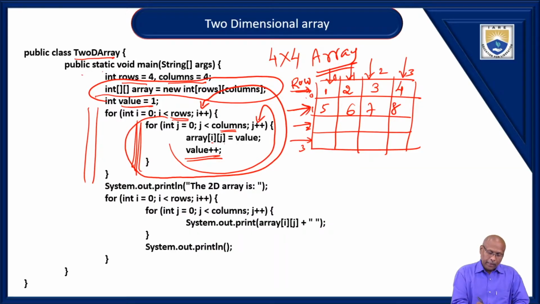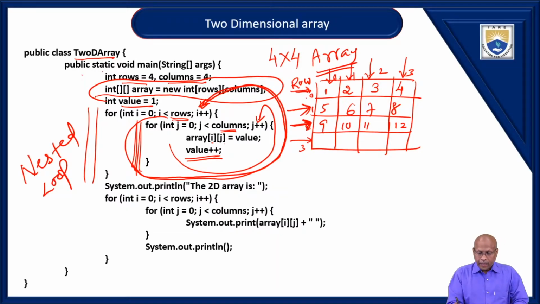After repeating 4 times, again the control goes to the outer loop. Again i plus plus. i comes to the second row, 0th column. Now again j starts from 0. So the next elements are 9, 10, 11, 12. After storing 4 elements, again this inner loop is over and goes to the outer loop. Because it is a loop within a loop, this is your nested loop.